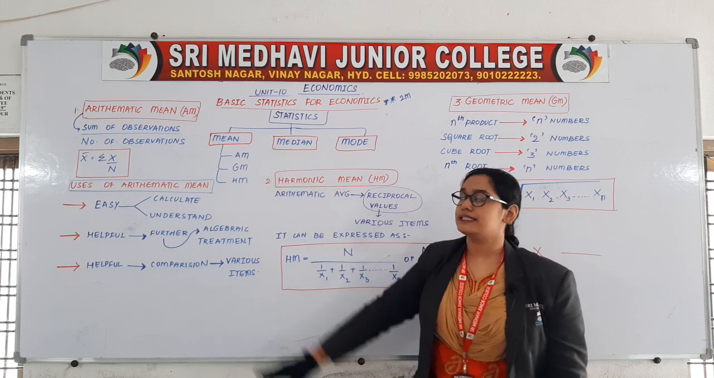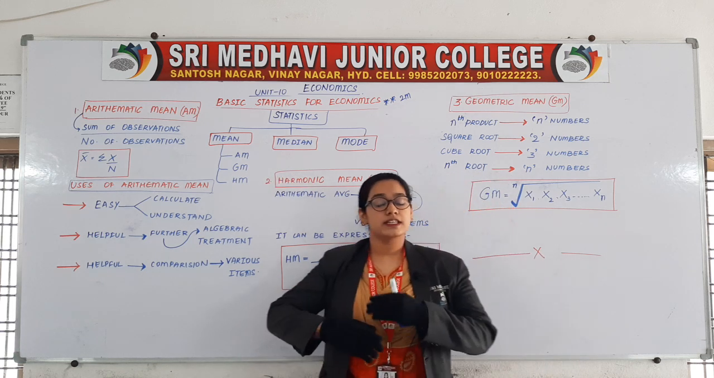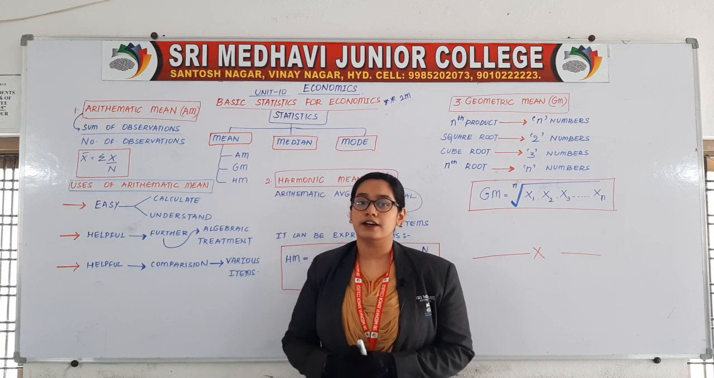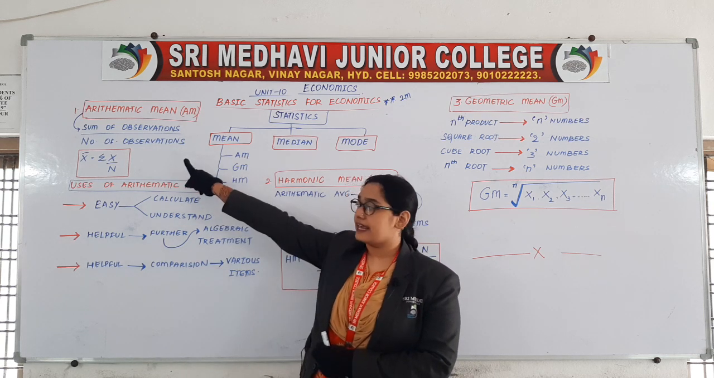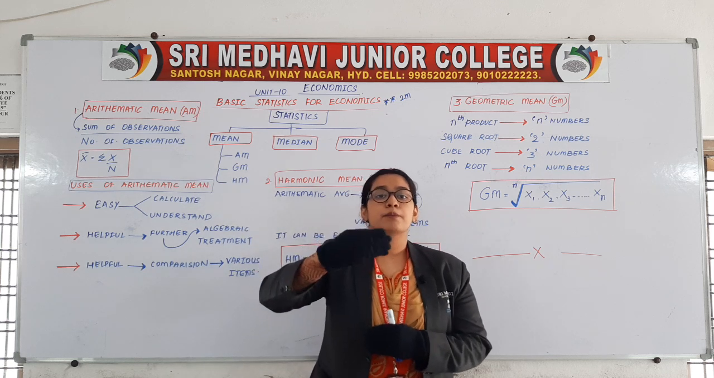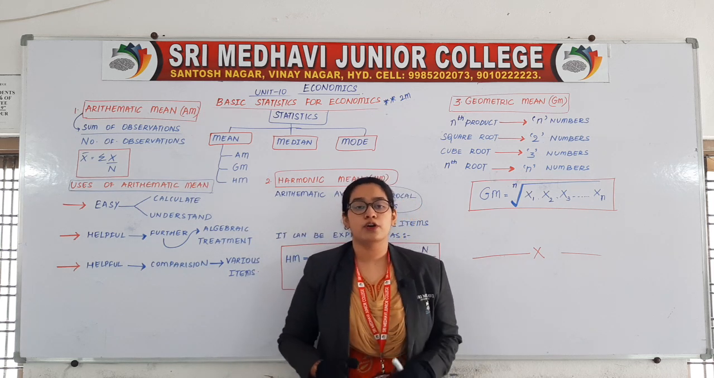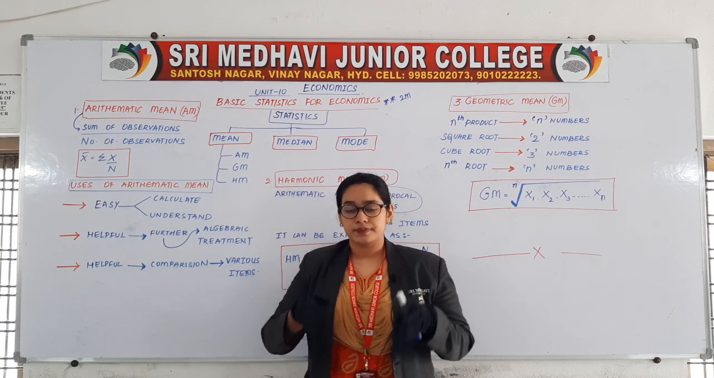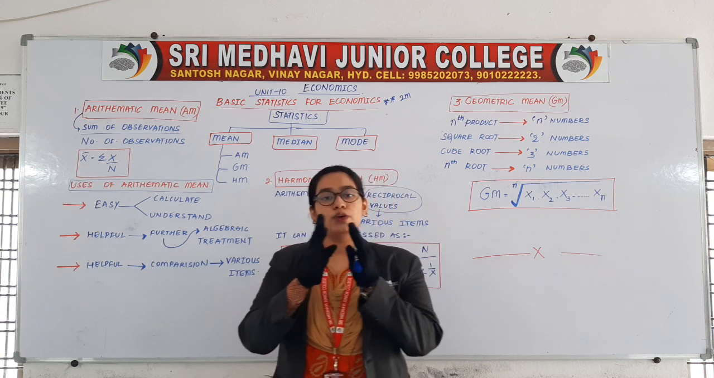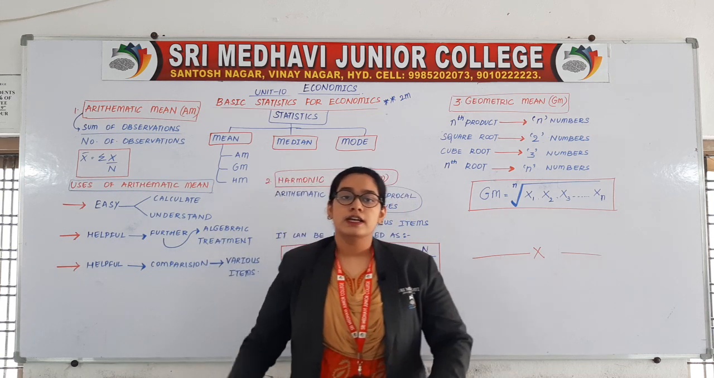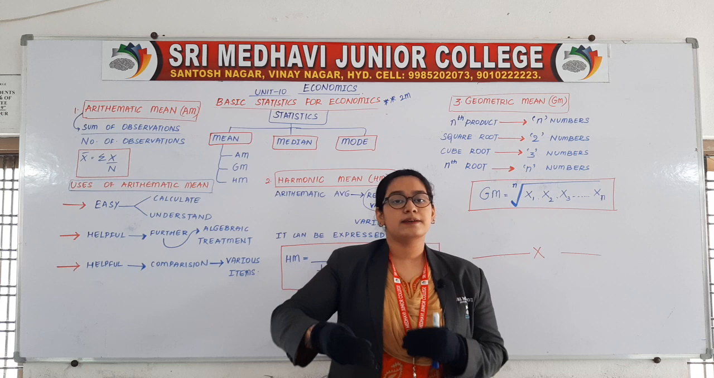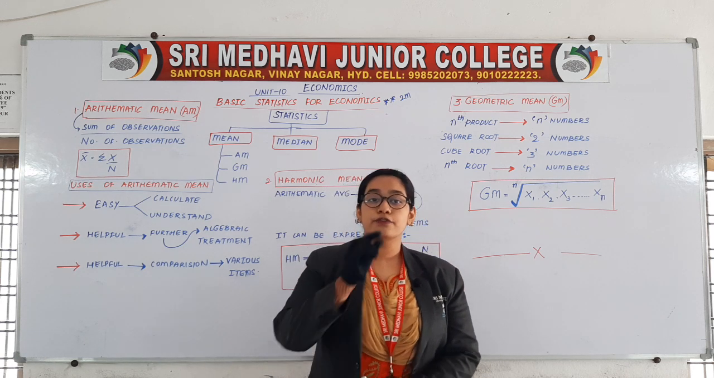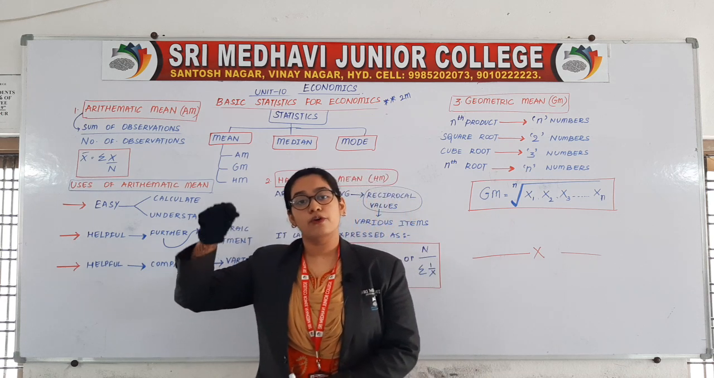So the first type is arithmetic mean. We have discussed this topic in your SSC and your previous 5th or 6th classes, that arithmetic mean means sum of observations by number of observations. For example, if you have some numbers like 1, 2, 3, 4, 5, it is asking you to find the arithmetic mean of the given series. How to find the arithmetic mean of 1, 2, 3, 4, 5?